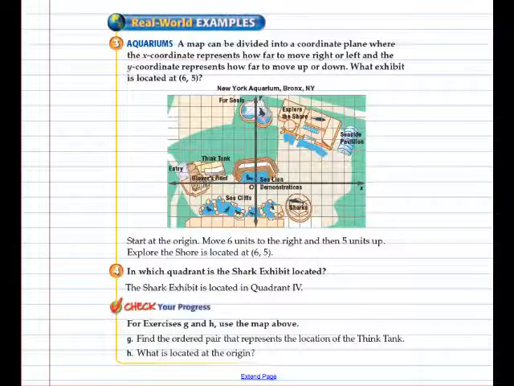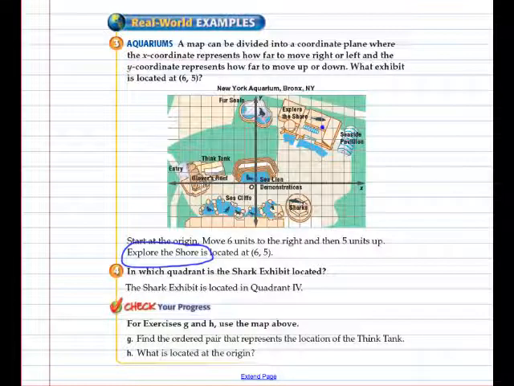A map can be divided into a coordinate plane where the x-coordinate represents how far to move right or left, and the y-coordinate represents how far to move up or down. What exhibit is located at 6, 5? 1, 2, 3, 4, 5, 6. 1, 2, 3, 4, 5. Both positive values, so right positive, up positive, and we then find the Explore the Shore exhibit located at 6, 5.